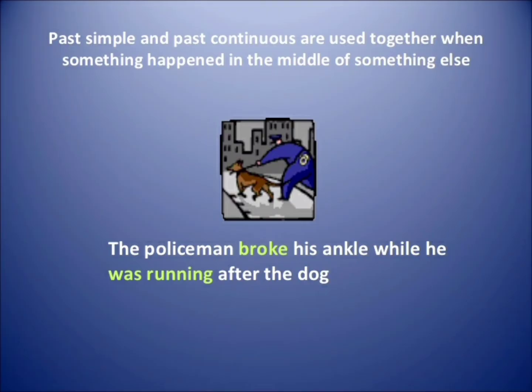Okay. Now some more examples. Past simple and past continuous are used together when something happened in the middle of something else. For example, the policeman broke his ankle while he was running after the dog. Okay, so you can also see here, these things I know you have learnt earlier in the previous videos. These are only for your revision work. So past simple and past continuous can be used together, as you can see that the policeman broke his ankle, simple past, while he was running after the dog, past continuous.